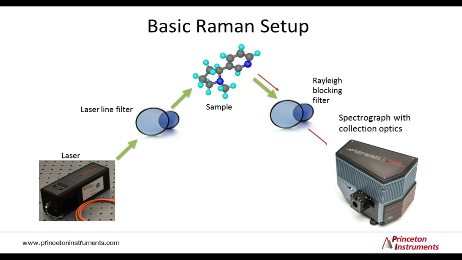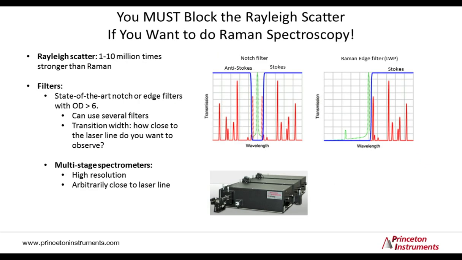The Raman signals are very weak, so even very low intensity features of the laser beside the main line could overpower the Raman signal. After hitting the sample, light that is collected in the collection path will go through a laser blocking filter before being detected by a CCD camera in a spectrograph. So next I want to look at some of these components more closely.